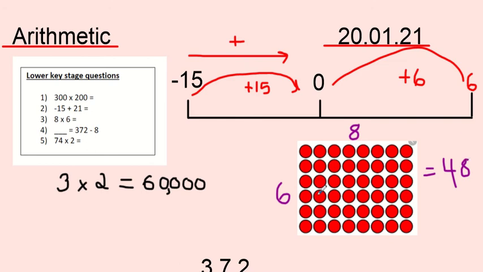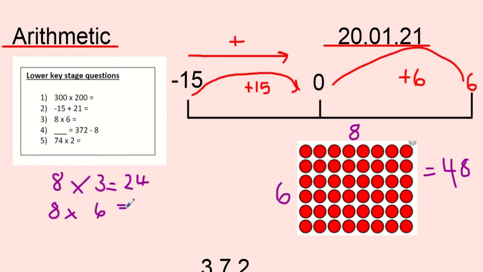Now, we also might be able to work this out using some facts that we already know. So, for example, you might already know that 8 multiplied by 3 is 24. And you could use that to help you solve 8 multiplied by 6. If you can see here, double 3 is 6. So therefore, if I was to double 24, which is quite easy to do, double 20 is 40, and double 4 is 8, 48.